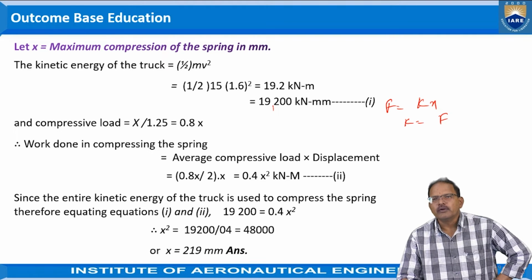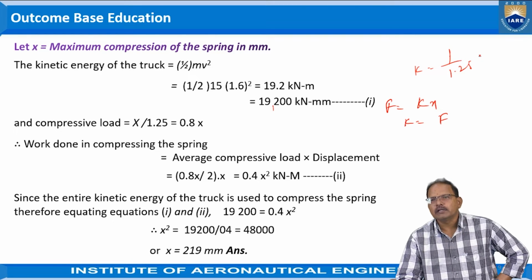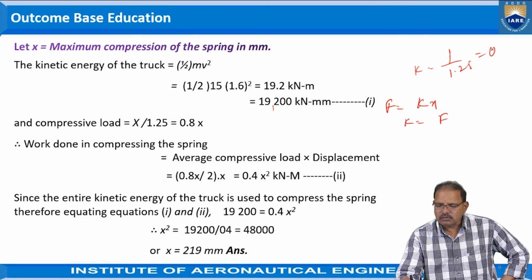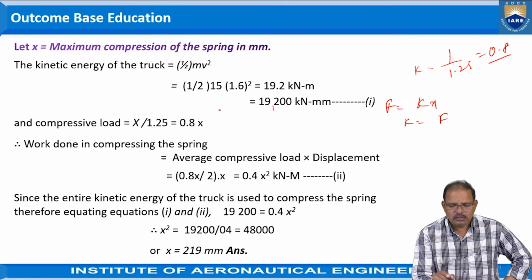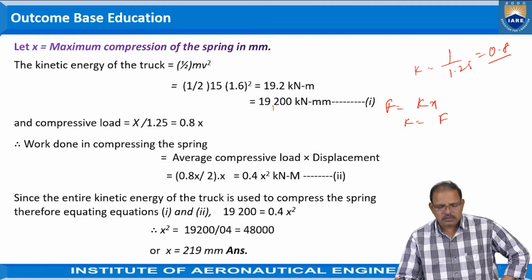Here, the load per unit length, k, is equal to 1 by 1.25. That is the force per unit length required, which is equal to 0.8. Hence we have taken 0.8 as the spring constant, and x is nothing but the distance, in meters. It is equal to 0.8.